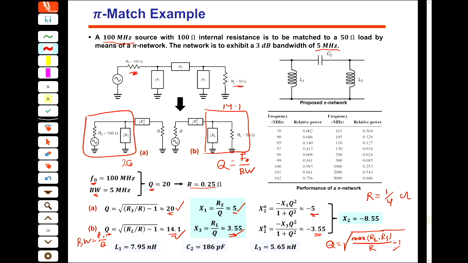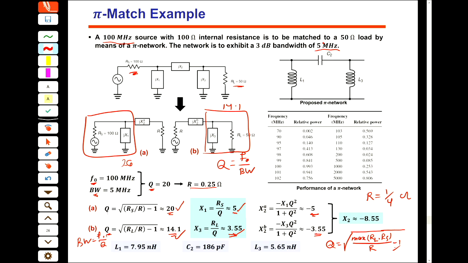You will see from the numbers in this table that the bandwidth is slightly higher than 5 megahertz. If we draw this, you see that it's slightly higher than 5 megahertz. I mean, the combination of these two is definitely higher than 5 megahertz. Then what is the Q equal to 20 that we have calculated from F naught by bandwidth?